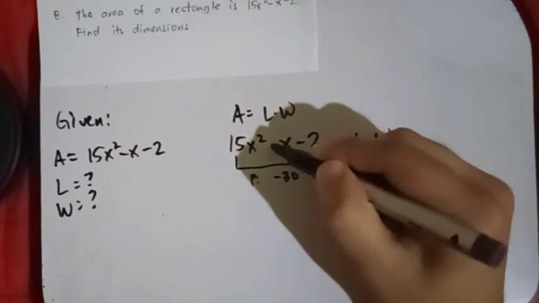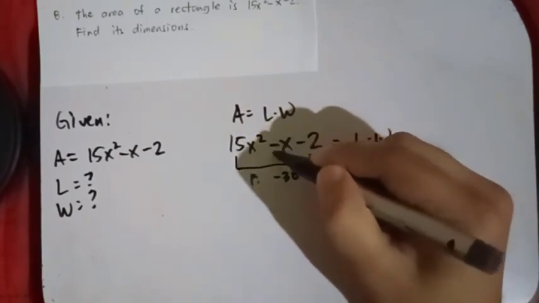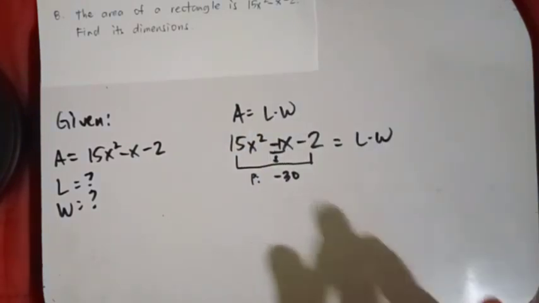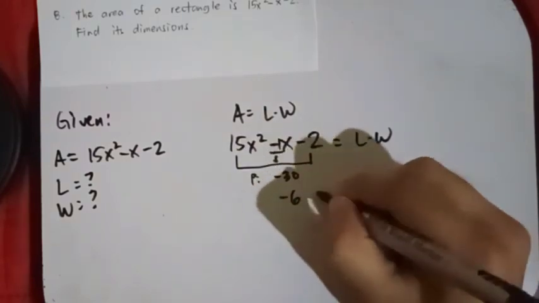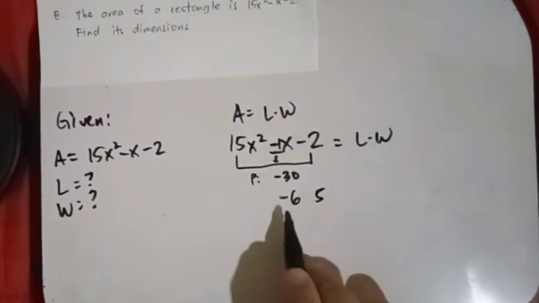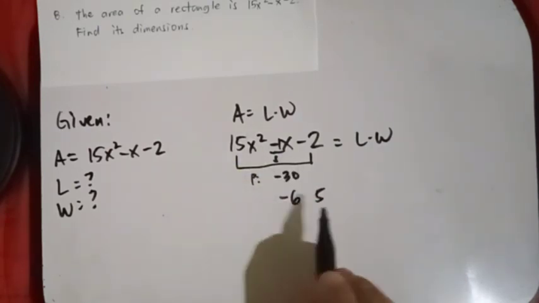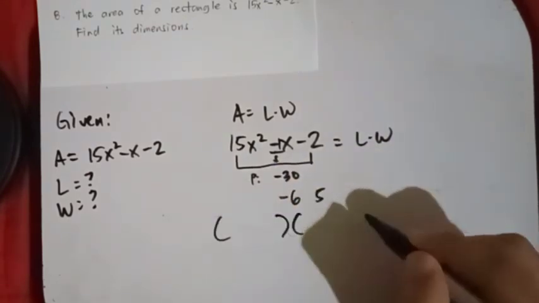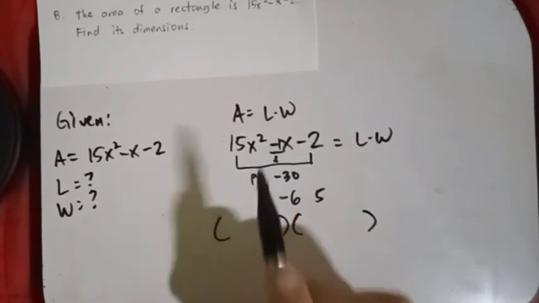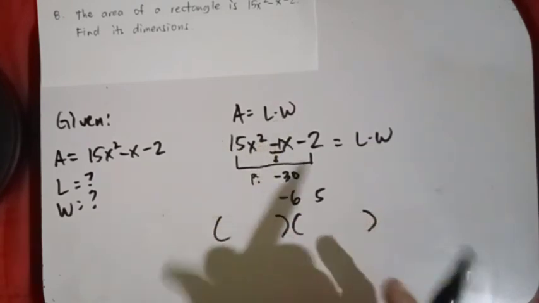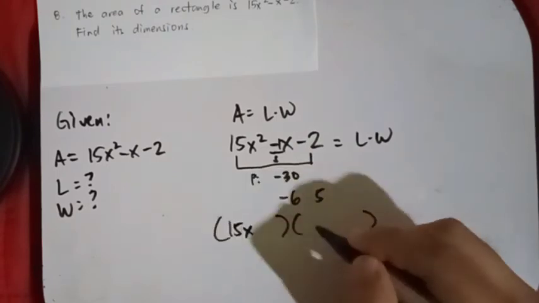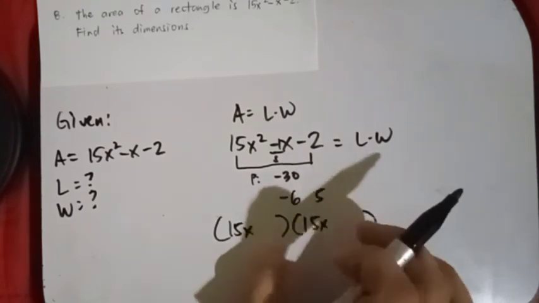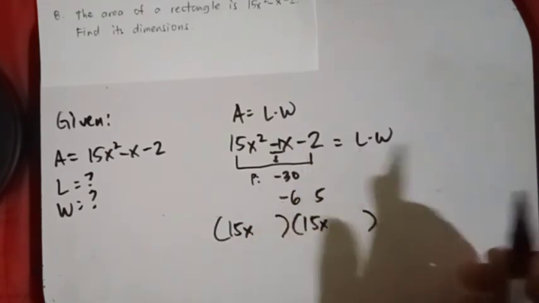Tapos, yung sum niya ay negative, walang nakasulat na 1. So, negative 1 ang sum niya. And these two numbers, huwag natin patagalin to, we have 6 and 5. Tama? Negative 6 plus 5 is negative 1 and negative 6 times 5 is negative 30. So, tama. Okay, next, binomial factors. So, yung leading coefficient ay 15. So, yung first term ng binomial factors ay 15x muna. Tapos, yung pangalawang terms ay negative 6 tsaka positive 5.